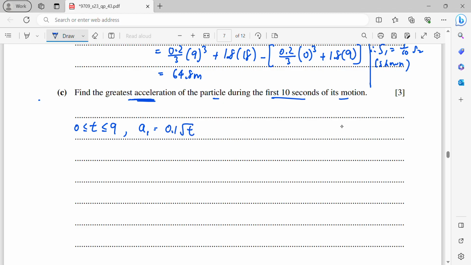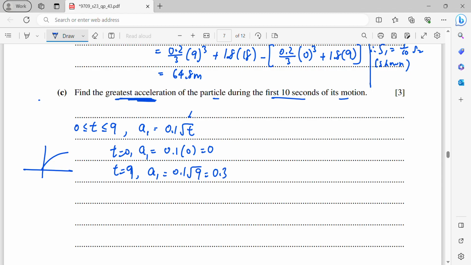Okay, so now we need to find the greatest acceleration. So you can just find when t equals 0, A equals 0.1 times 0, which is 0. Then when t equals 9, because we know that the graph of square root t is like this, it will be increasing. So that's why I will just find the minimum and maximum. So my A1 is basically 0.1 times square root 9, which is 0.3. These two are my accelerations during the first 9 seconds. But then here, first 10 seconds.